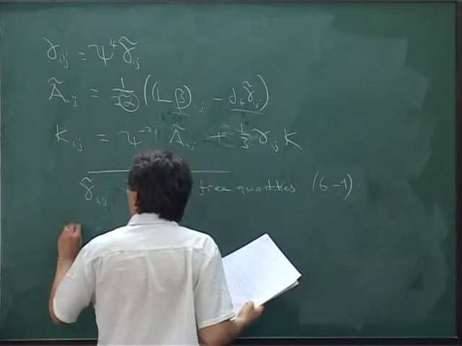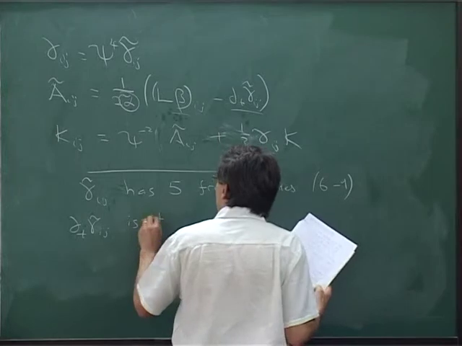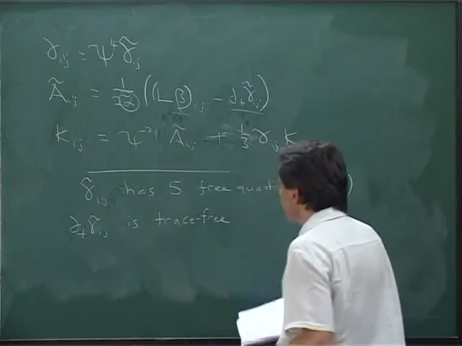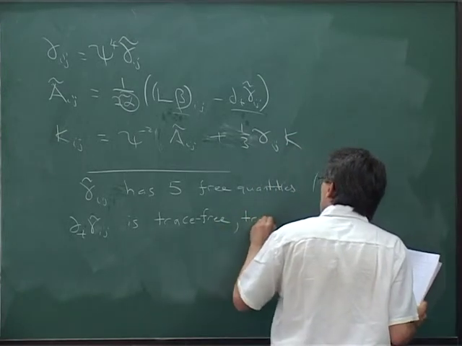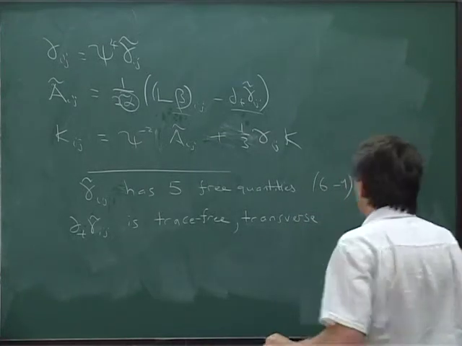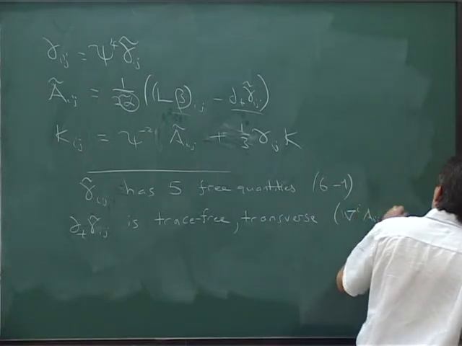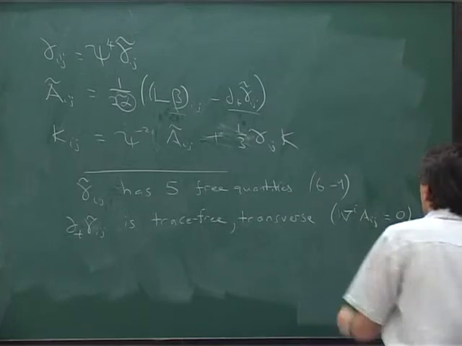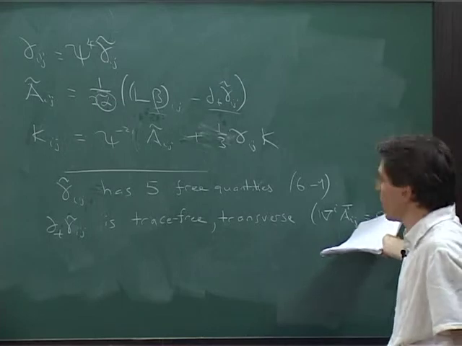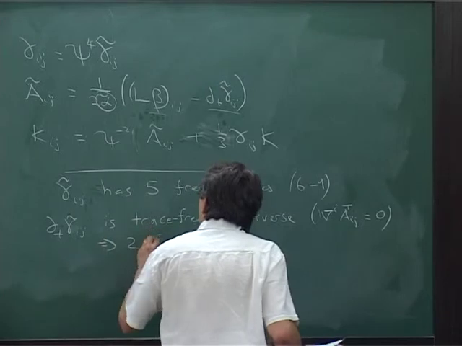It turns out that the time derivative of gamma ij is trace-free in the construction of this decomposition, and also transverse. I'm not sure if Thomas went through what transverse is, but a transverse vector is one for which this holds, and so this gives you 3 conditions. So you've got 3 conditions here, and another condition that is trace-free, and so this is only actually 2 free quantities.